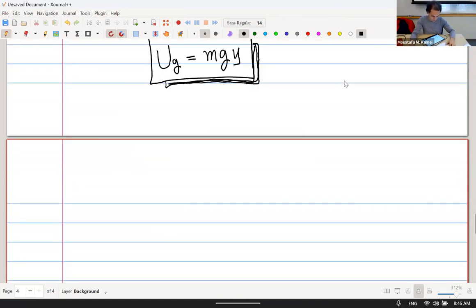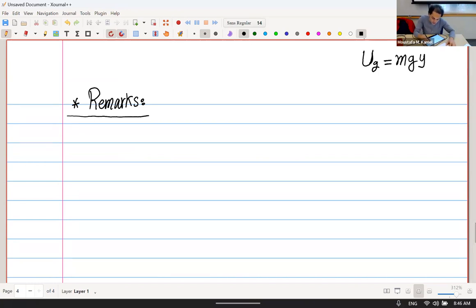So there are some important remarks about this. We have U_G equals mgy. Okay. This equation gives you the value of potential energy at a point. Okay. This equation is meaningless because we set the coordinate system arbitrarily.